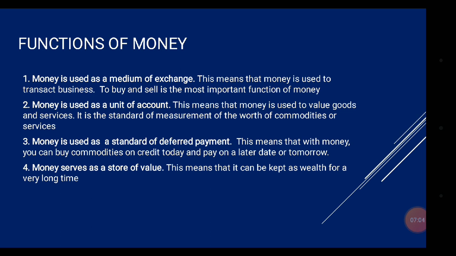This means that money is used to value goods and services. So if I'm selling my book, I will not say this book is for sale for 1 kilogram. 1 kilogram of stone? No. Does it mean when you go and bring a kilogram of stone, I'll give you my book? No. A book is sold in monetary terms. So I can say this book is 20 Ghana cedis. This book is $10. So money is used as a unit of account. It means that it is used to value goods and services.